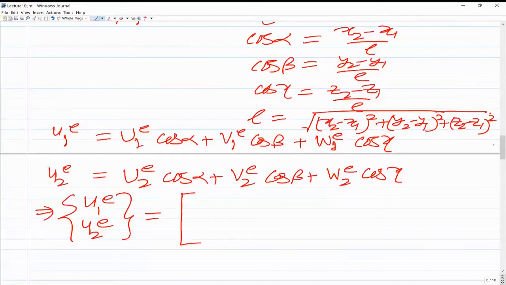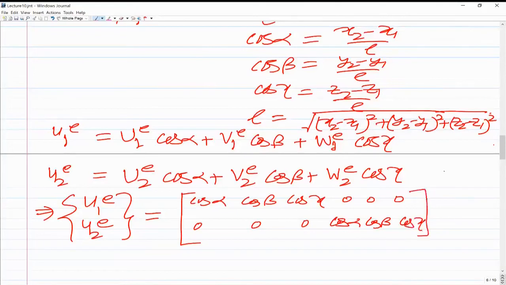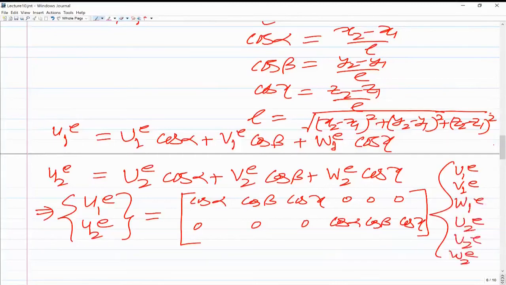So U1E and U2E would be then cos alpha, cos beta, cos gamma, 0, 0, 0, and 0, 0, 0, cos alpha, cos beta, cos gamma, and then the vector of elemental degrees of freedom in global coordinate system. So U1E, V1E, and W will also be there, W1E and U2E, V2E, and W2E. So you can write now this relationship.